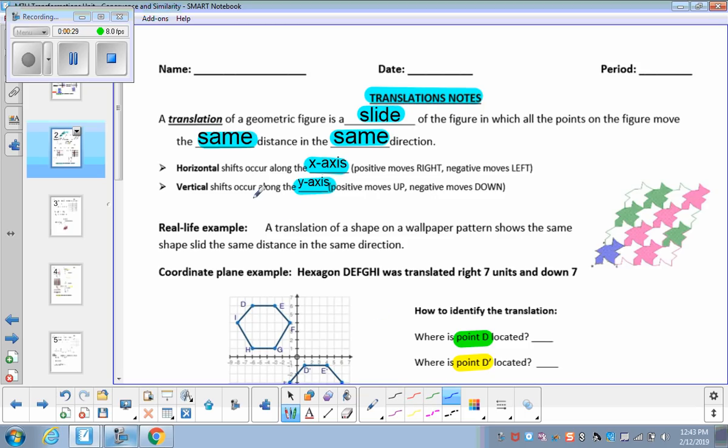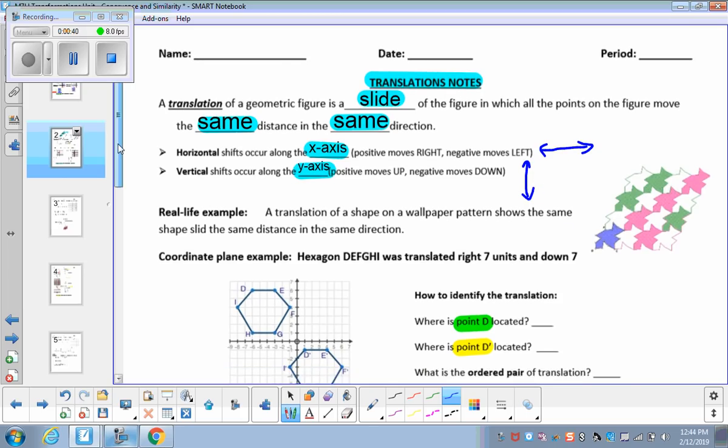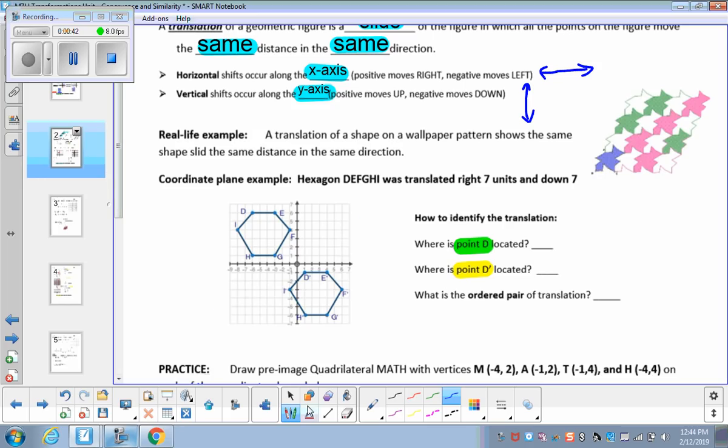I'd like to remind you guys that a horizontal shift is a left-right thing on the x-axis, while a vertical shift would be an up-down thing on the y-axis. Now on the coordinate plane here, I've got an example already done for you, and I'd like to remind you guys of your vocabulary. That hexagon DEFGHI is considered to be the preimage, and here D prime, E prime, F prime, G prime, H prime, I prime, that's going to be called the image.